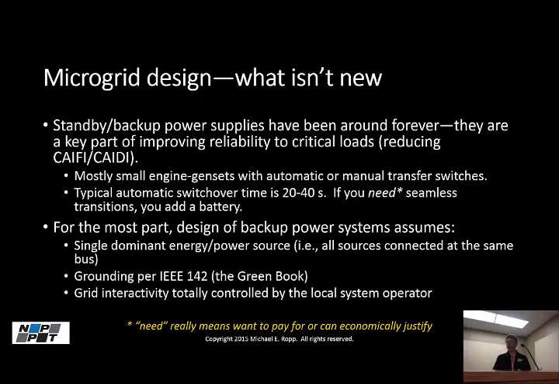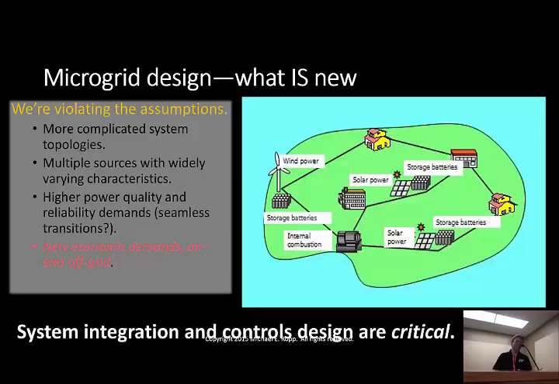Then grounding is per IEEE 142, and the grid interactivity, if there is any, is completely commanded by the host utility. Get online, get offline, provide these services, whatever. It's all driven by the system operator. So what's happening now is that we are violating all those assumptions.